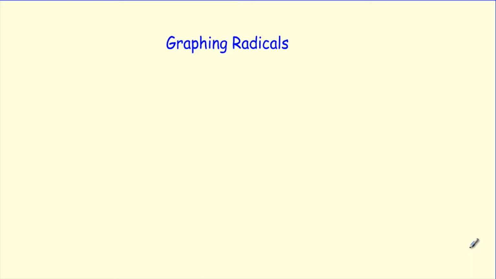In today's lesson, we're going to look at graphing radicals. Radicals are functions that are either square roots or cube roots or other types of roots. Today we're specifically looking at square roots and cube roots, and we will see some similarities in how to graph these with some of the other things that we've learned how to graph as far as shifting the graphs around, stretching them, and flipping them over.